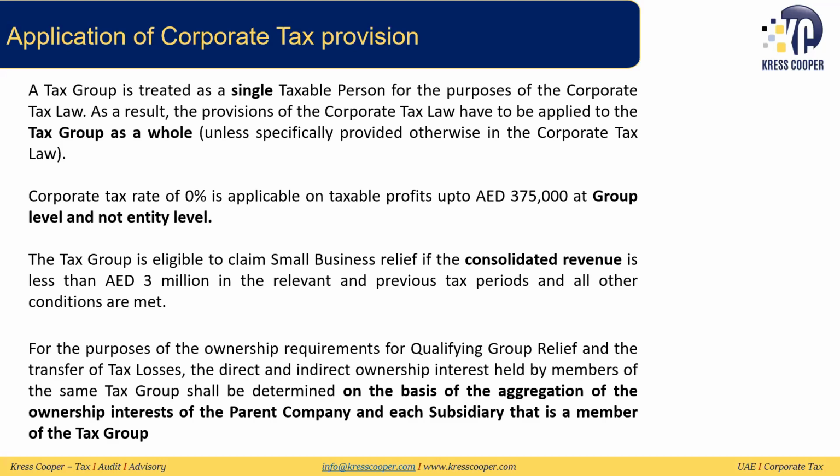Now, coming back to advantages again. When we are looking at the ownership requirement for qualifying group relief or transfer of tax losses of 75%, here we will not be looking at it individually. We will look at it on a tax group basis, on an aggregation of the ownership and interest of parents and each subsidiary in the member of the tax group. So this is one advantage, that because of this, they might meet these conditions, which previously as single entities they would not be meeting.